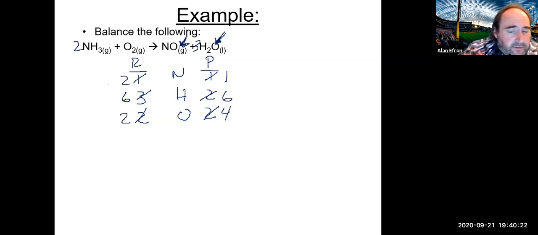So what we want to do then is to fix what's probably next easiest, and that would be nitrogen. We have 2 nitrogens on the left, we have 1 on the right. So we could easily fix that by putting a 2 in front of the nitrogen on the right. When we do that, that gives us 2 nitrogens. Hydrogen is still 3 times 2, which is 6. We then have 2 oxygens here and 3 more here. So that is 5. So at this point, we have now balanced everything except for oxygen.